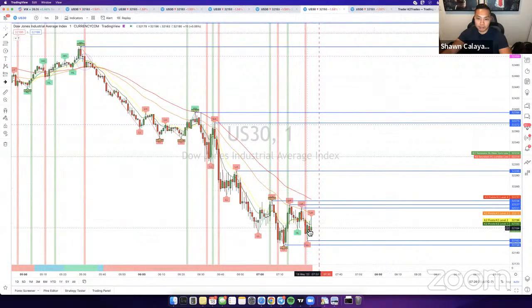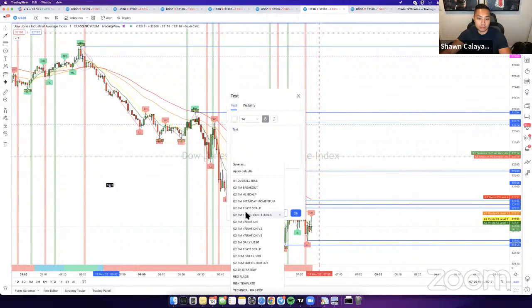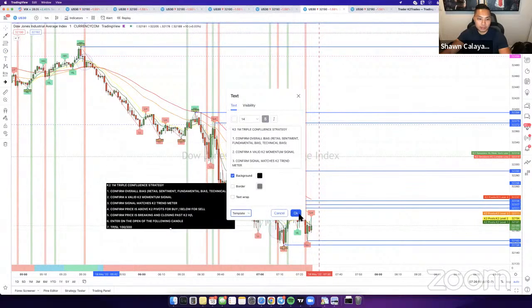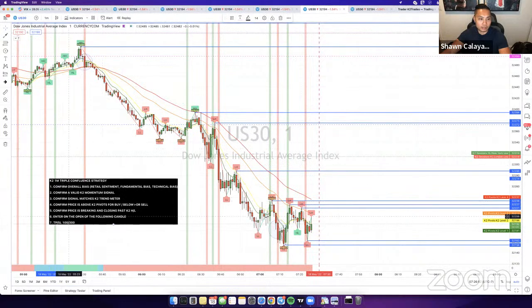There was a pivot scalp there. There was a triple confluence right there. There was a V3 right here. So there was about 3 or 4 entries. So if you guys are wondering what entries we're talking about, this right here was a triple confluence. If you guys are new here and you're wondering what strategy, if you have access to the K2 strategies, you have access to all these strategies right here. So you can learn pretty much all these strategies to apply on your own.